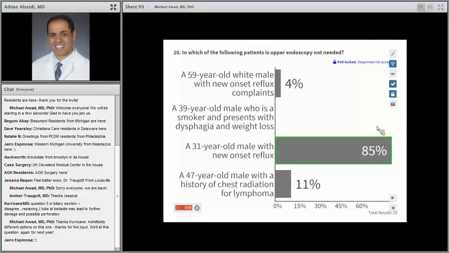That's correct, C is a common phenomenon and doesn't have any worrisome features. Obviously, D is a patient you're suspecting may have a stricture from the radiation, and then A and B have worrisome symptoms that make you consider that they may have an underlying malignancy.